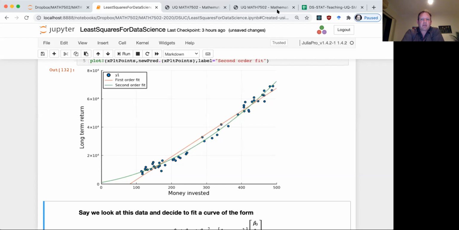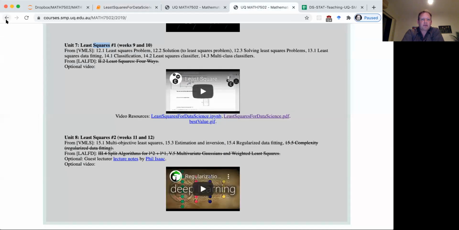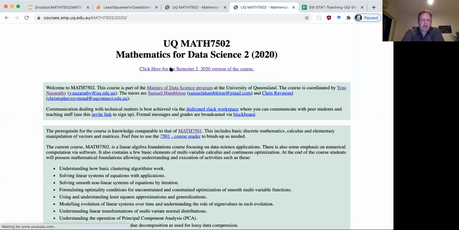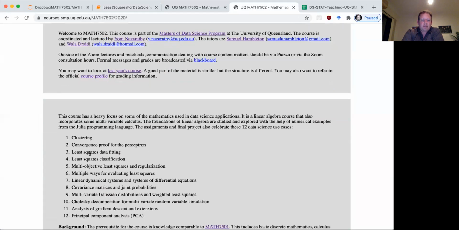This is a central theme for the course because if you look here at least squares data fitting we just did, there's going to be least squares classification, multi-objective least squares, many least squares. Any questions before we go to sleep?